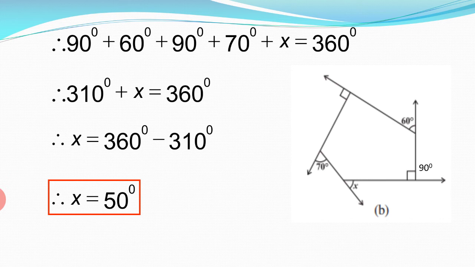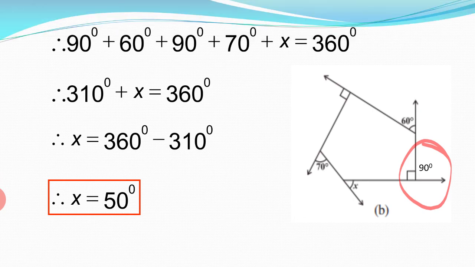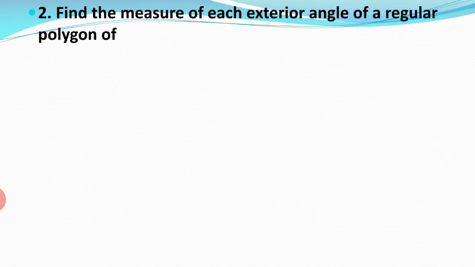Is it okay? So in this question, what was the important step? Getting value of this particular exterior angle by using the property that exterior angle and interior angle form a linear pair. Understood? So let us go to the next question.